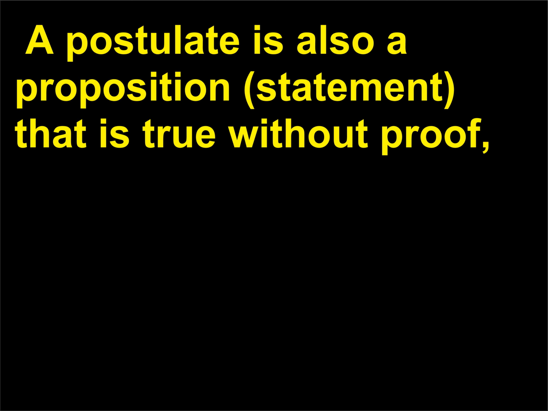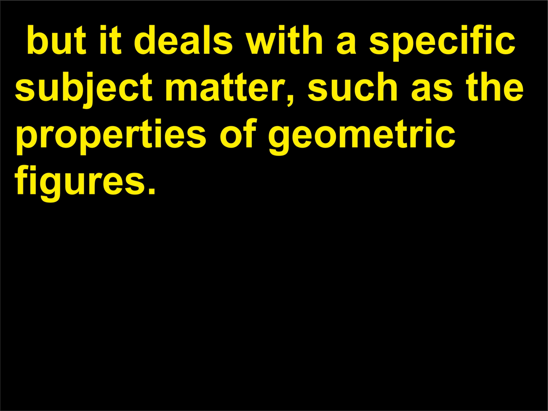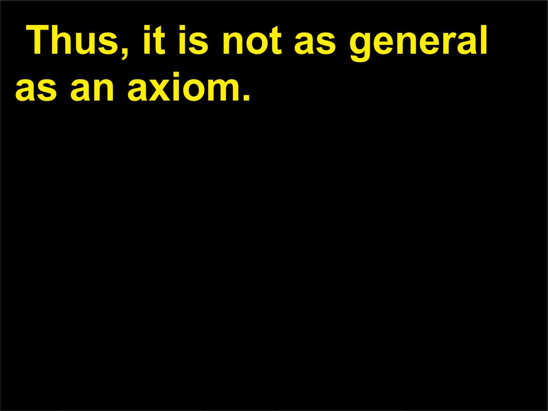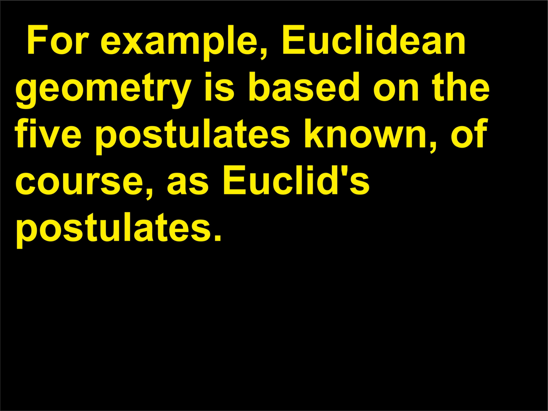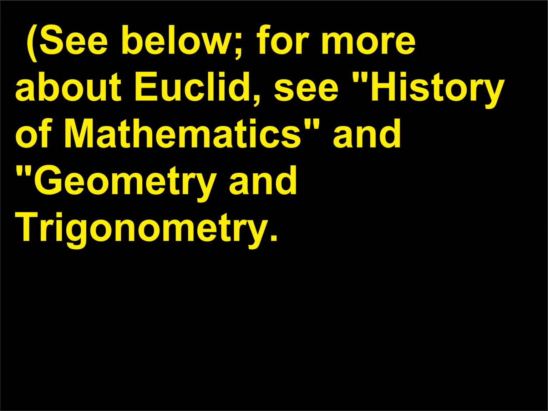A postulate is also a proposition, a statement, that is true without proof. But it deals with a specific subject matter, such as the properties of geometric figures. Thus, it is not as general as an axiom. For example, Euclidean geometry is based on the 5 postulates known, of course, as Euclid's postulates. See below, for more about Euclid, see History of Mathematics and Geometry and Trigonometry.